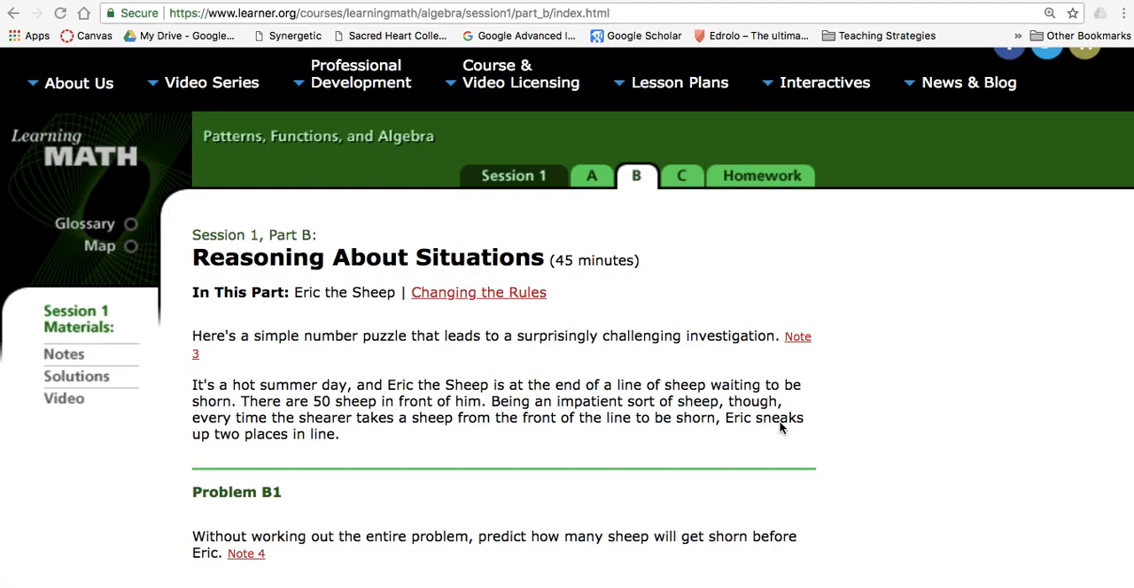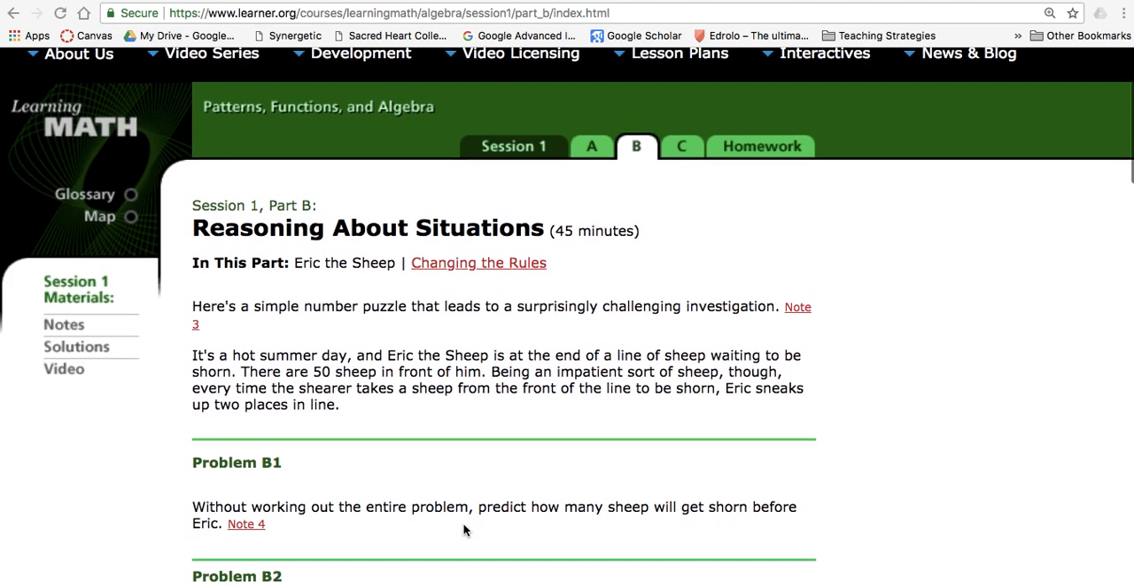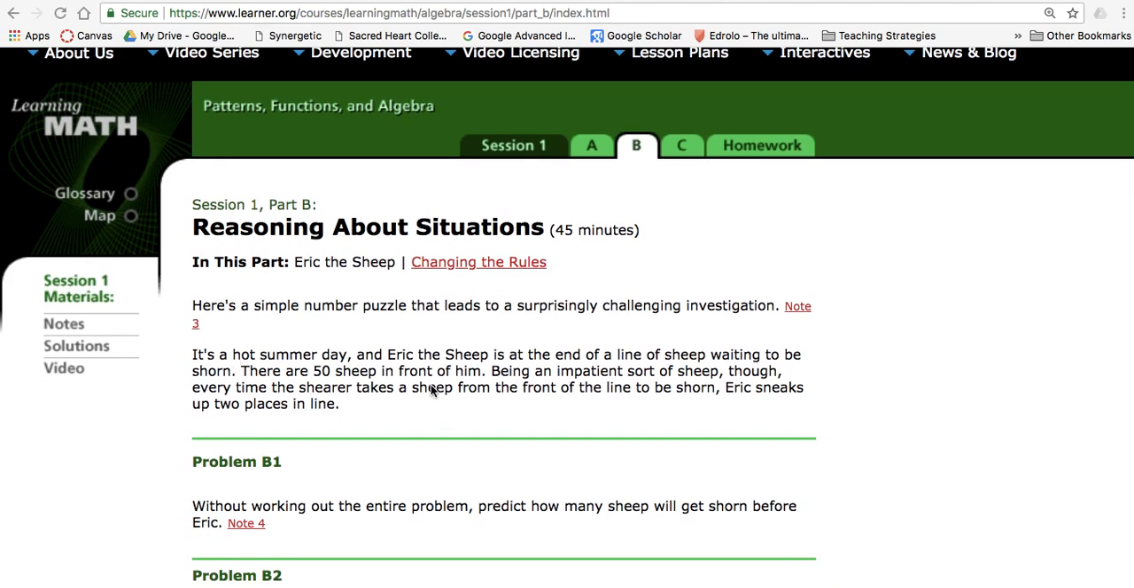Activity, what you're going to do is click the link for Eric the sheep, and this is a problem that you can do either on your own or with a partner. So the idea is that you've got this story. It's a hot summer's day, and Eric the sheep is at the end of a line of sheep waiting to be shorn. There are 50 sheep in front of him.